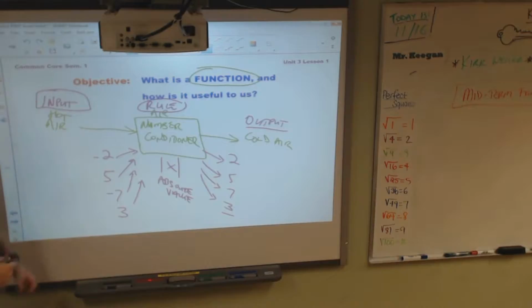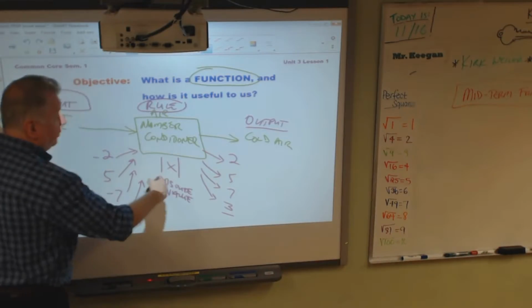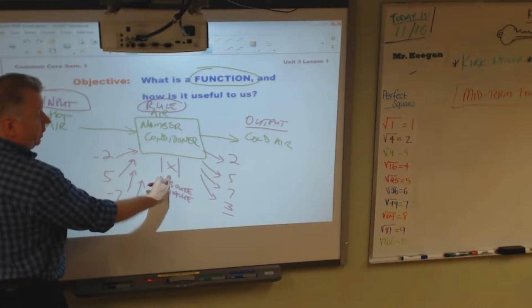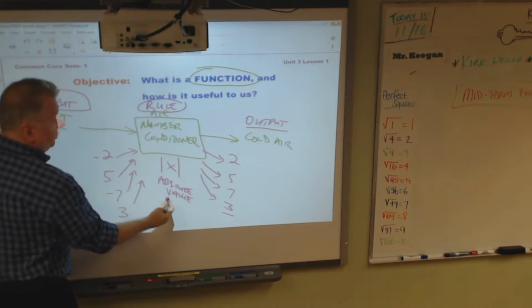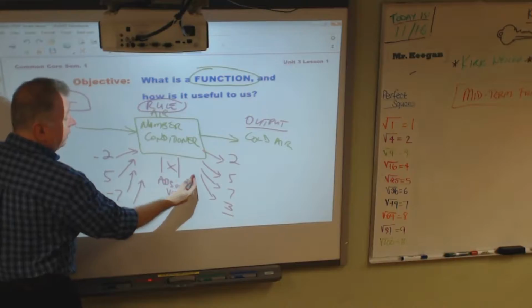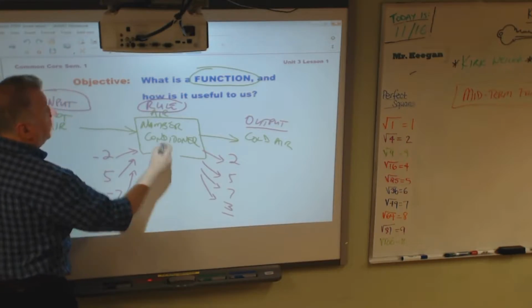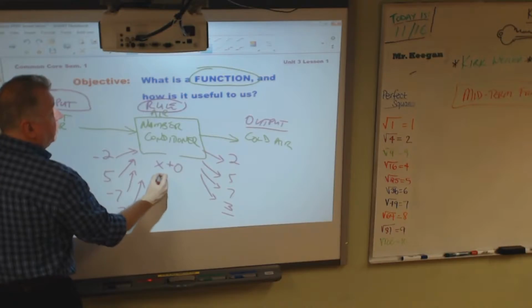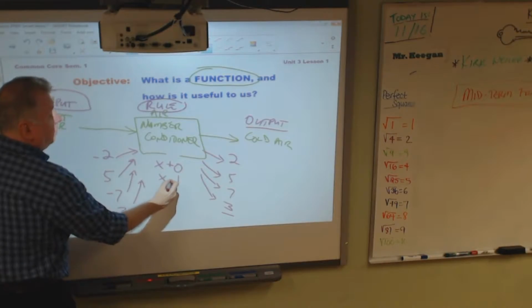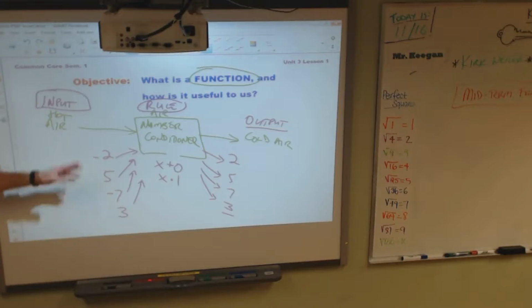By the way, this is what you write for the rule for the second one. Let me go back. I didn't actually write the rule for the first one because we want to write it using an x. So for the first one, it would have been x plus 0 or x times 1. Whichever one you want to use.